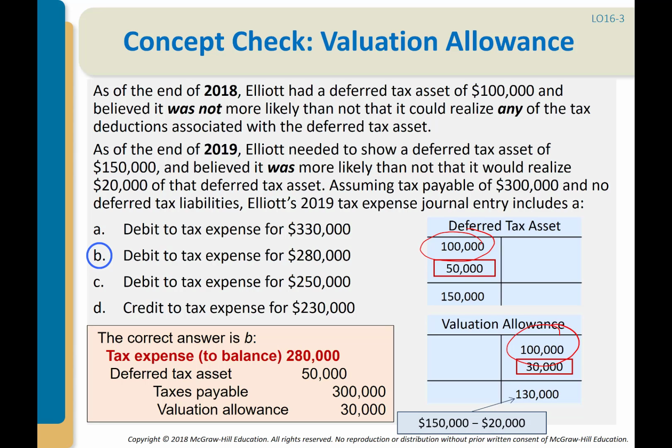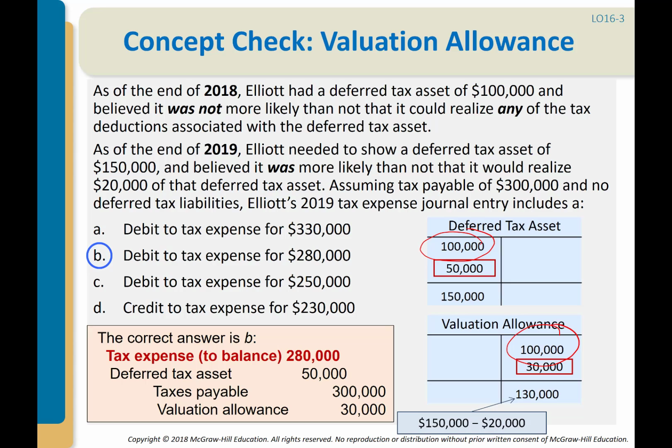So if I'm sitting here and I have 150 deferred tax asset, and I needed to show net, what, 20,000? The amount that they think that they will collect, right? Yeah, more likely than not that they only realize 20,000. Did I say the opposite before? Maybe I said that they didn't get 20, but they think they're going to only get 20, right?